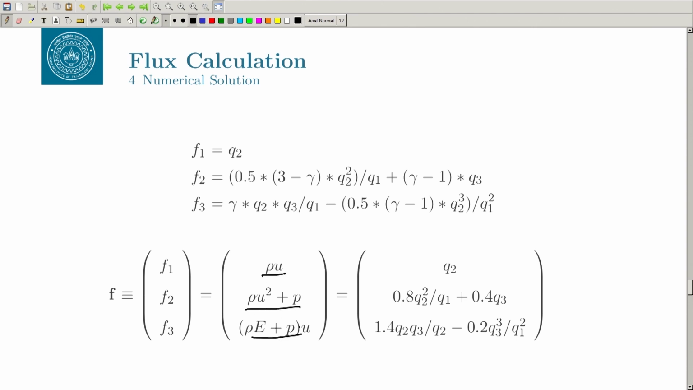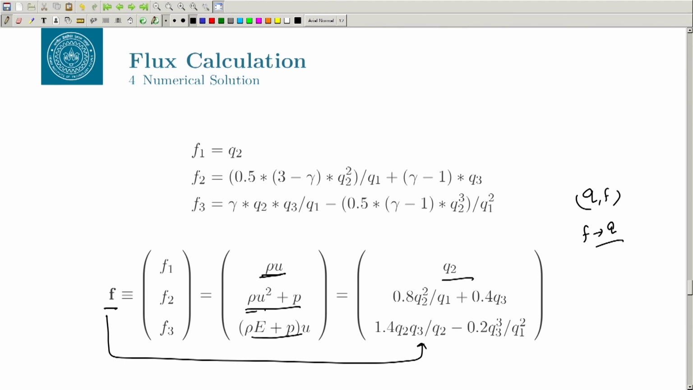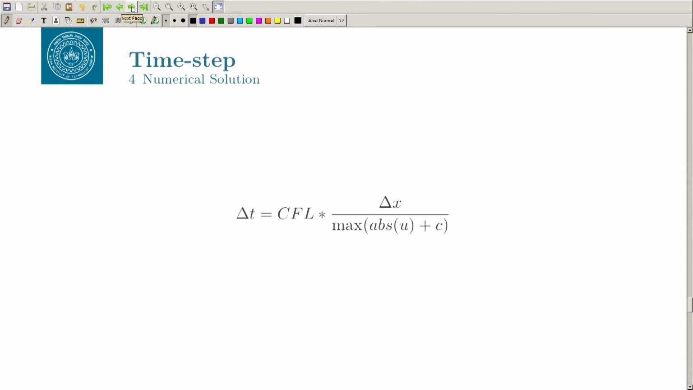So you can convert from conserved to primitive, and from primitive calculate a flux, or you can write it completely in terms of the conserved variables, because our simulation is anyway happening in q and f. So why not calculate f directly from q. This rho u is basically q2, rho u squared plus p, and if you take gamma equal to 1.4, you can write this equation purely in terms of the conserved variables, and similarly rho e plus p, multiplied by u, can be written like this. Go back and work this out, and you will see that you can write the fluxes in terms of the conserved variables directly.